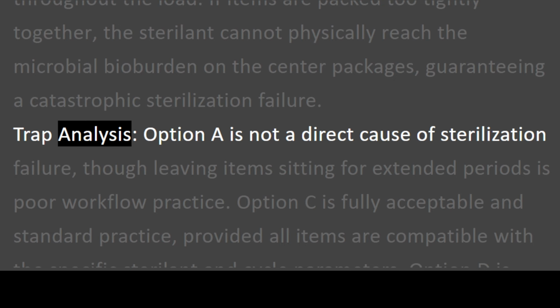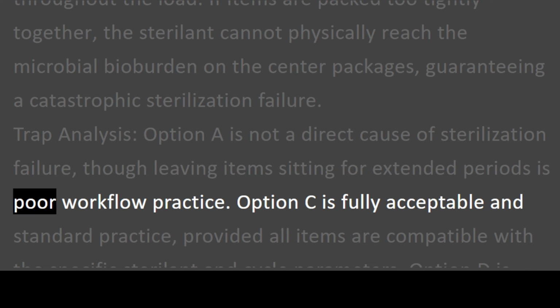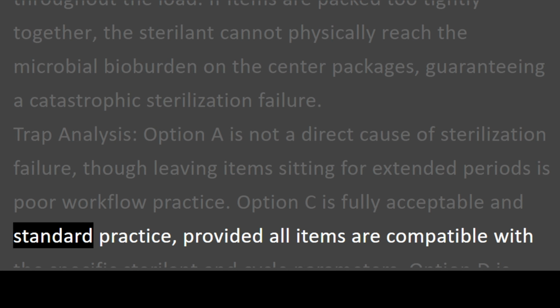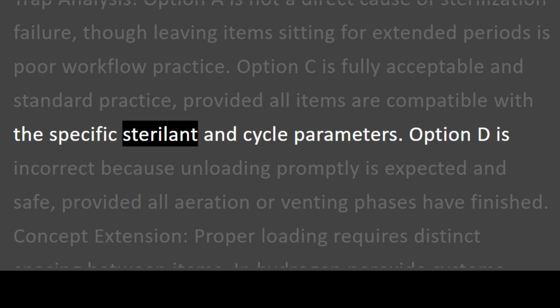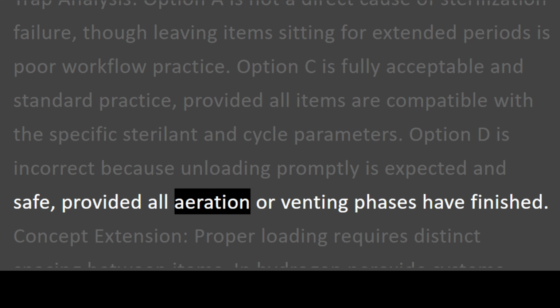Trap analysis. Option A is not a direct cause of sterilization failure, though leaving items sitting for extended periods is poor workflow practice. Option C is fully acceptable and standard practice, provided all items are compatible with the specific sterilant and cycle parameters. Option D is incorrect because unloading promptly is expected and safe, provided all aeration or venting phases have finished.